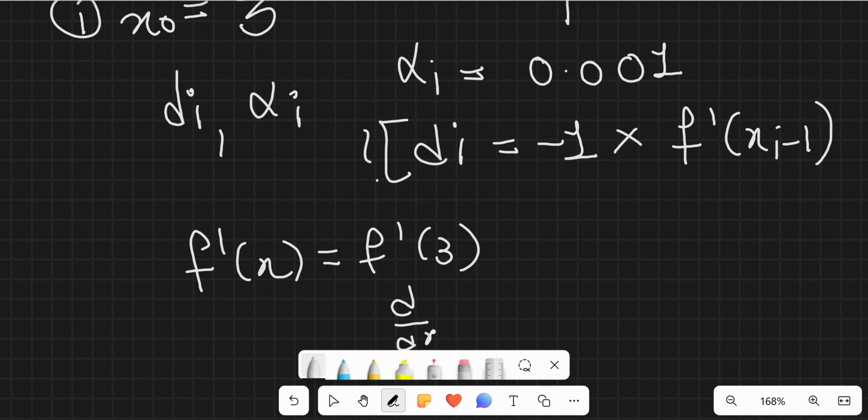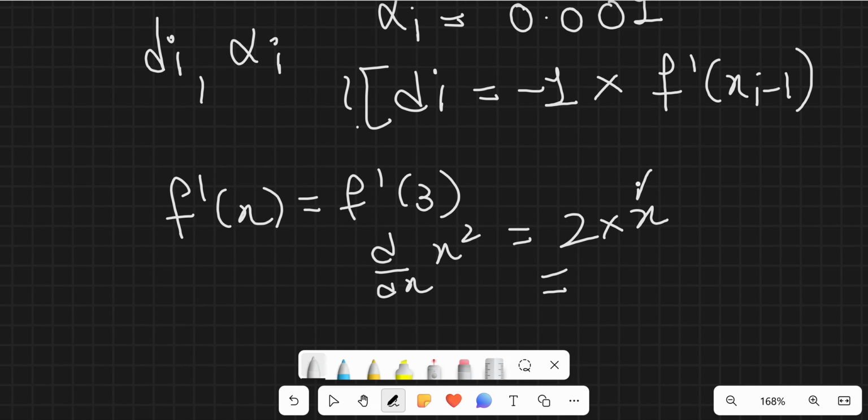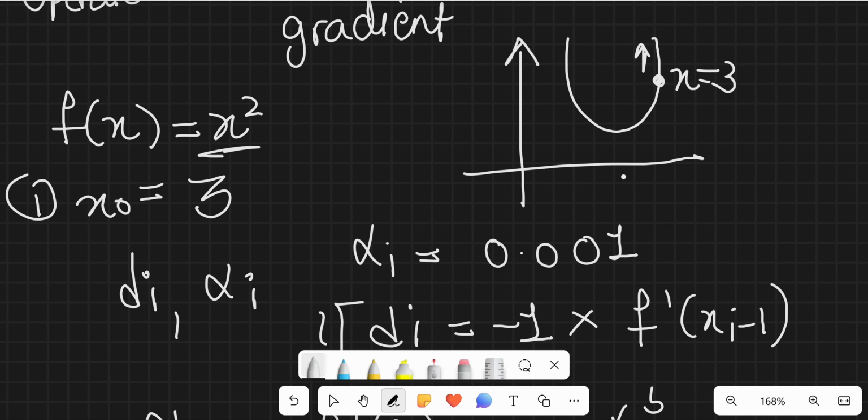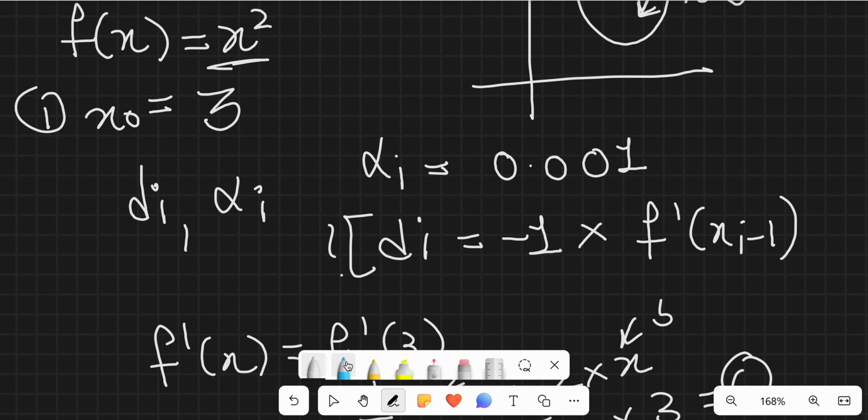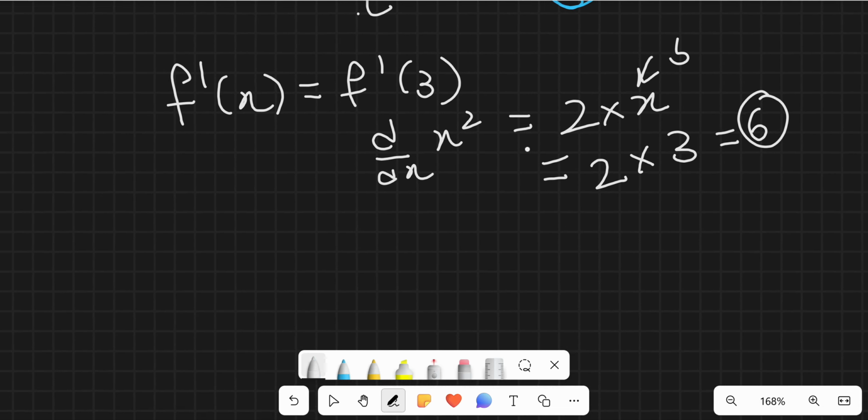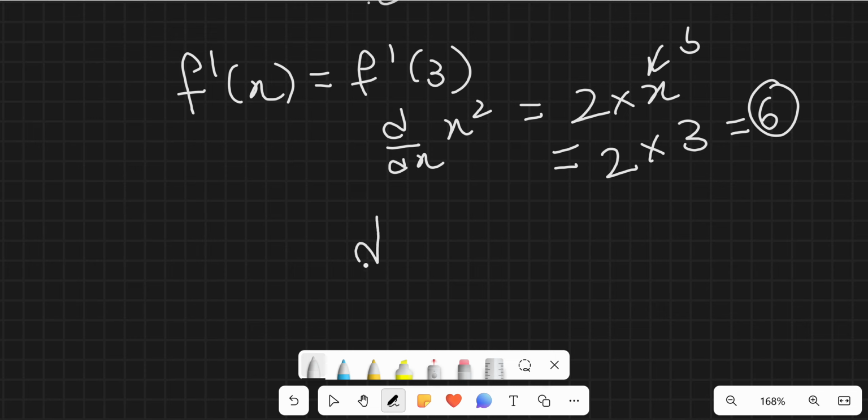The derivative of x square is 2x, correct? If I substitute the value 3 over here, I will get 2 times 3, which is equal to 6. So 6 is higher than where we are right now. Where I want to go is in the negative direction, the opposite direction of my gradient. Hence, in this equation, we have a minus 1 term. Minus 1 means it will take the opposite direction of the derivative. So my di will be minus 1 times 6, which is minus 6.